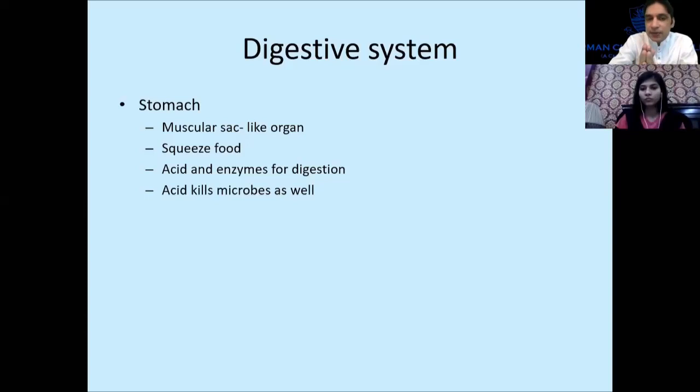The internal lining of the stomach consists of special cells called gastric gland cells. They produce gastric juice. And that gastric juice contains a lot of things. It's a mixture of different things.